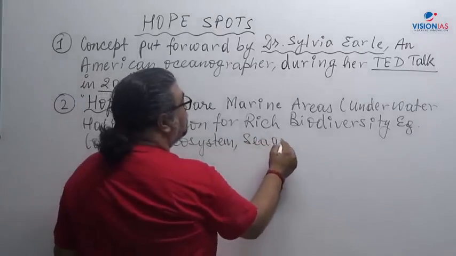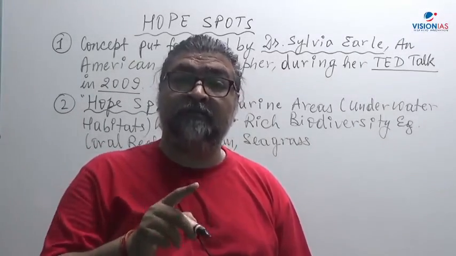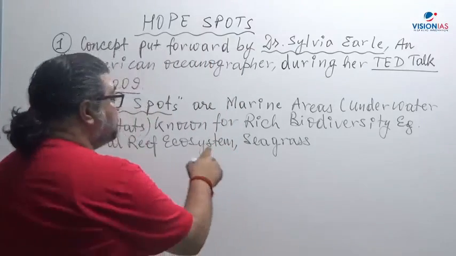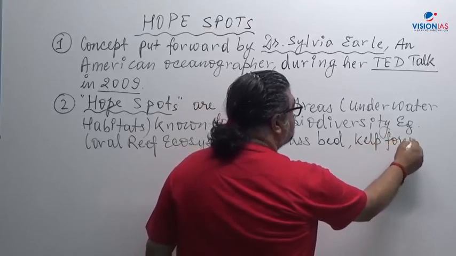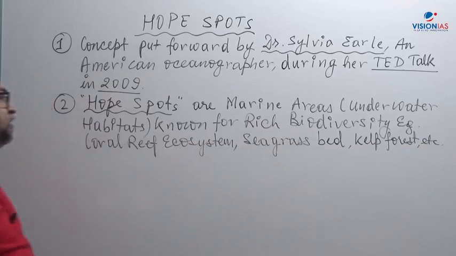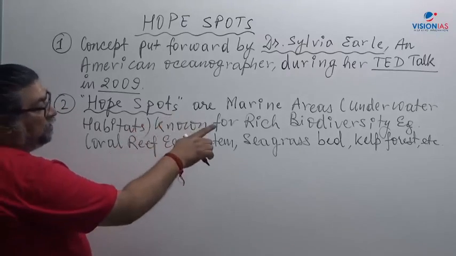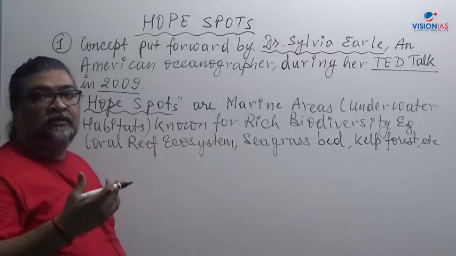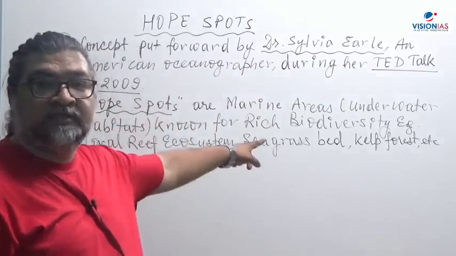Seagrass bed, where you find dugong and all. Yesterday, 28th May, was celebrated as World Dugong Day. Dugong is a marine herbivore mammal called sea cow, and the seagrass bed is its habitat. Then there may be a kelp forest. Kelp is a type of under-ocean algae which grows just like a forest. So these are marine areas, underwater habitats known for rich biodiversity. There may be sea cows, marine turtles, and a lot of marine organisms. At the same time, whales and sharks may be found in such marine areas.